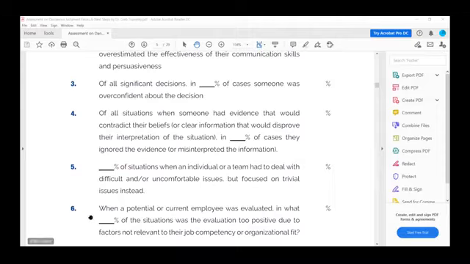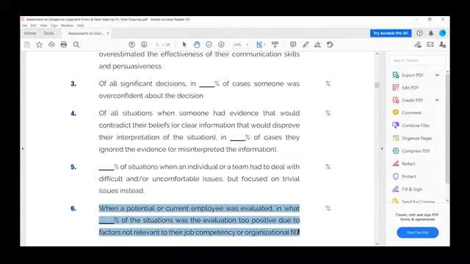So number 6, when a potential or current employee was evaluated, in what percentage of the situations was the evaluation too positive due to factors not relevant to their job competency or organizational fit? When was it too positive? So number 6, please chat your answer into the chat in the form of a percentage. Out of all the evaluations, how much was it too positive?